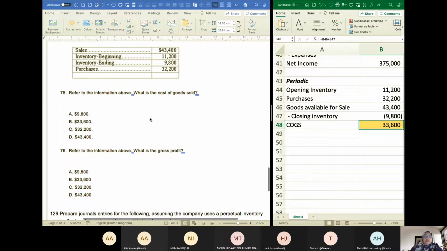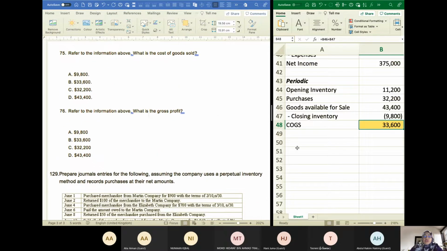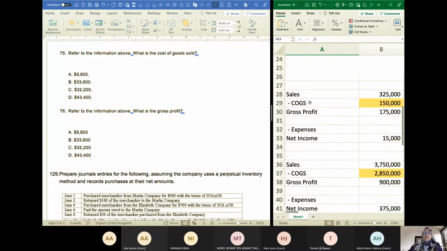All right. So now the next question is, what is your gross profit? How to compute your gross profit? Anyone? What is a gross profit? Sales minus COGS is your gross profit. Have you done this before? Yes, you have done it. See? Sales minus COGS is your gross profit.